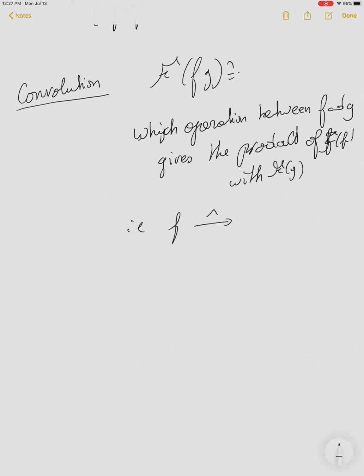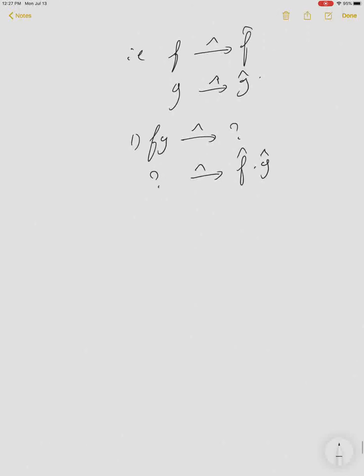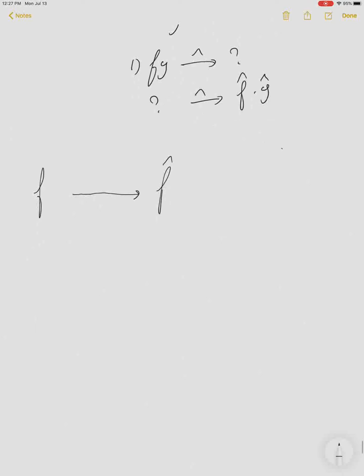i.e. if f goes to f hat and g goes to g hat, the first question is f times g goes to where? And the second question, if I want f hat times g hat on the right hand side, this comes from where? Okay. And why is that? Let's say I have a signal f, and then I got f hat.